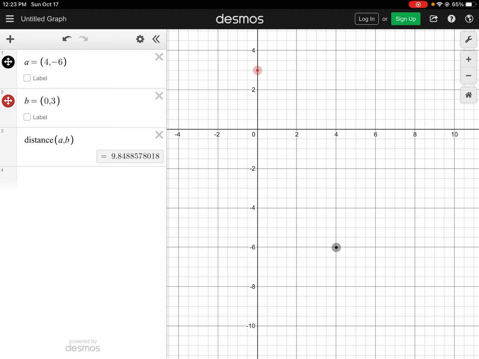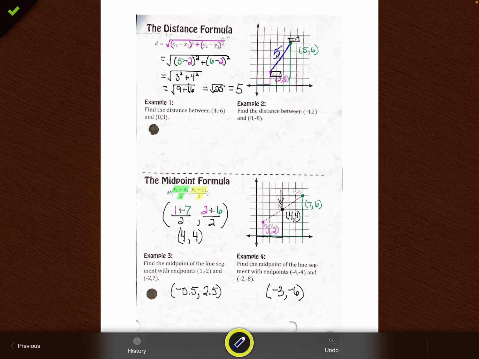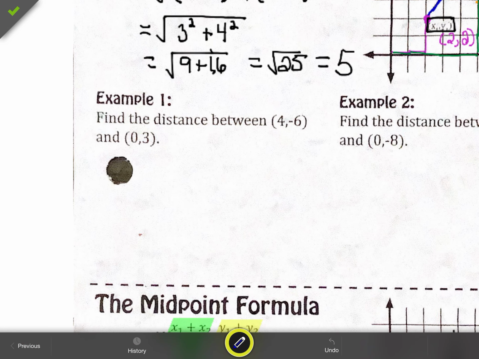So how far is it from point A, which is down here, to point B? It's 9.8, blah, blah, blah. Okay. A lot of these will come out to be decimals. They're not going to be pretty whole numbers. And so if you do get a decimal, just round to nearest tenth. So that would be one number behind your decimal. So 9.84, that would round to 9.8. So that's how far it is between those 2 points, 9.8 units.